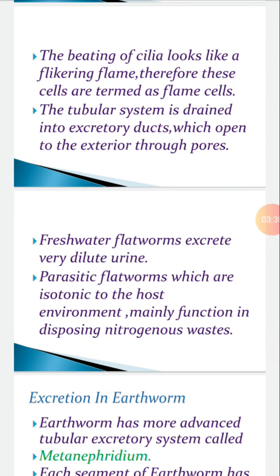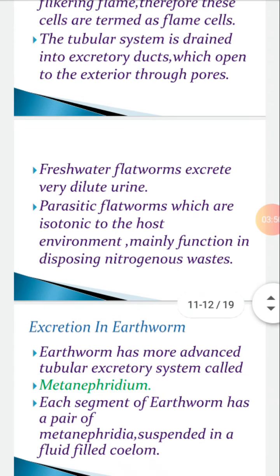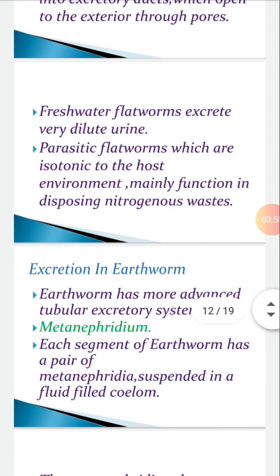Now, the third organism is the earthworm. Excretion in earthworm. Earthworms have a more advanced tubular excretory system, and their excretory structures are called metanephridia. Each segment of the earthworm has a pair of metanephridia, which are suspended in a medium, the fluid-filled coelom. What is coelom? It is fluid.